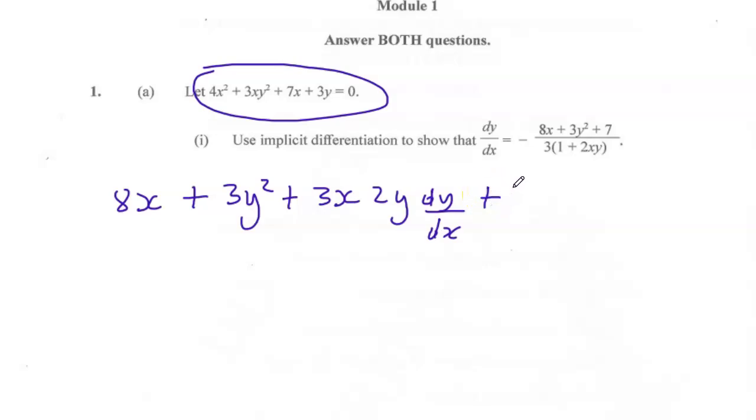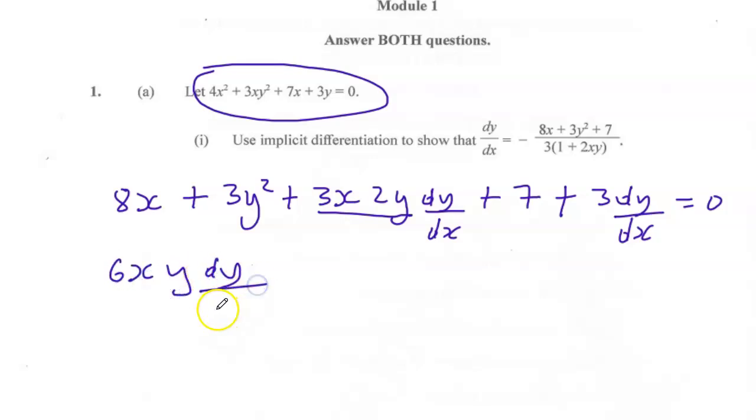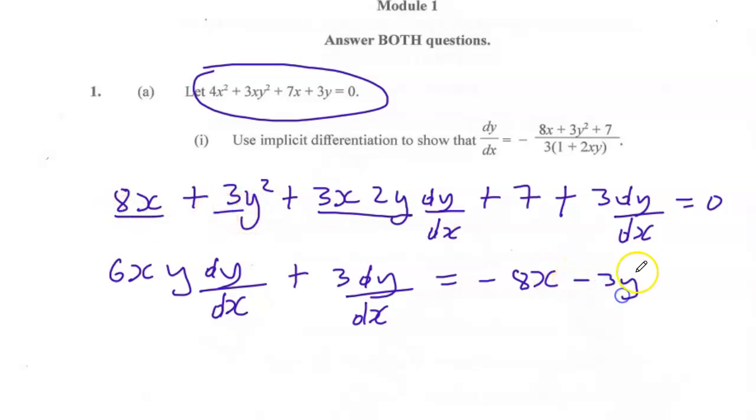Plus differentiate 7x, we end up with 7. Differentiate 3y, we end up with 3 dy by dx, equal to 0. So I want to group all the terms with dy by dx. We have this term, which is 6xy dy over dx, plus 3 dy over dx. We're going to group everything else on the other side, so we have minus 8x, minus 3y squared, and minus 7.